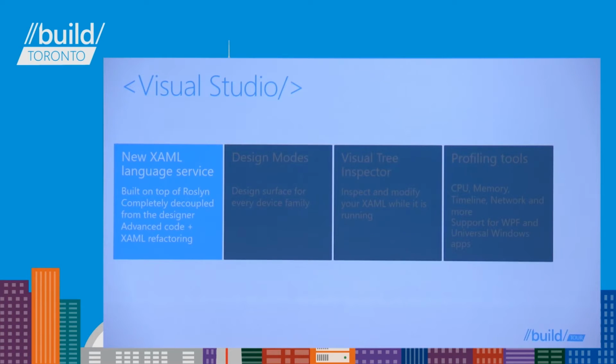First thing we've done is we've improved the XAML language services. In Visual Studio 2013, the XAML editor was actually bound to the designer. So if the designer crashed, you had to wait, and you were stuck not being able to write code. We've now decoupled the XAML editor from the designer, so you can immediately start writing code and not have to wait for the designer to load. We've also built it on top of Roslyn.